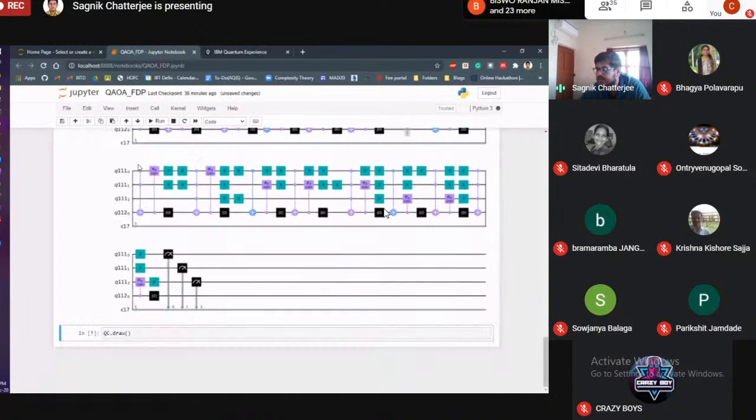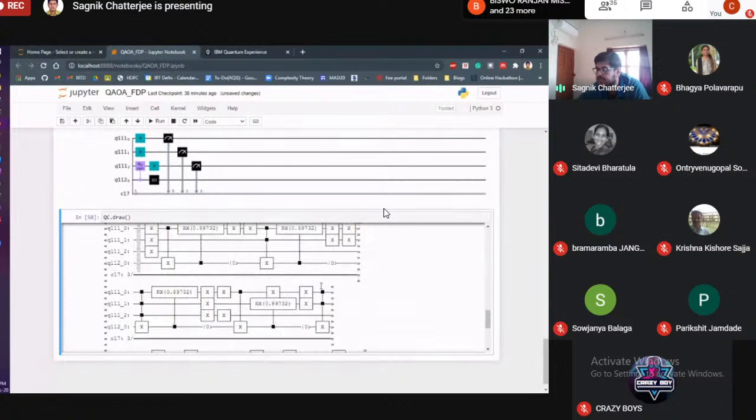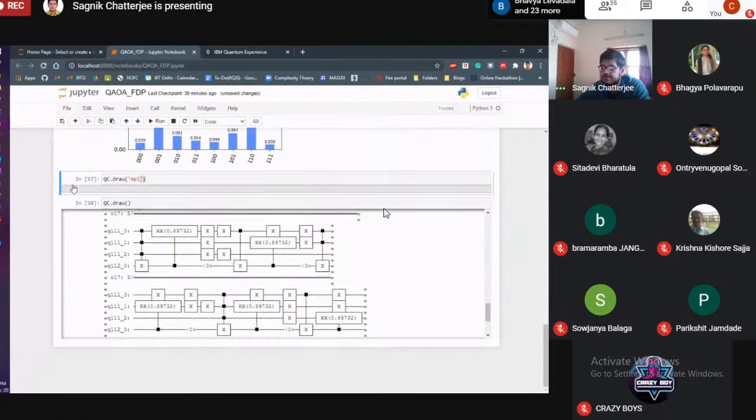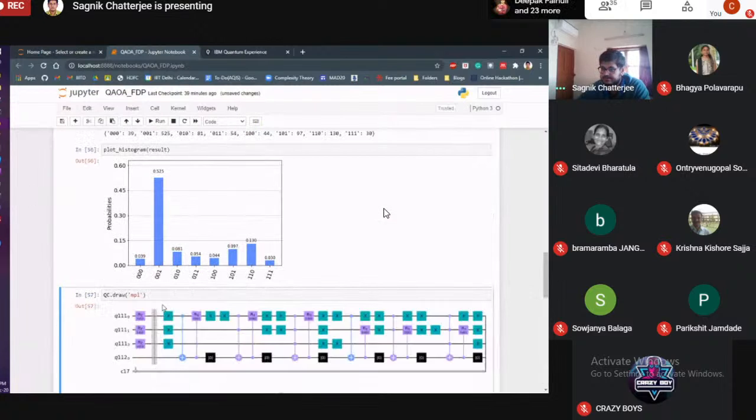We can rerun this circuit again. We get a very large circuit, but this circuit is still polynomial with respect to the input. So, doubts, comments, questions, anything.